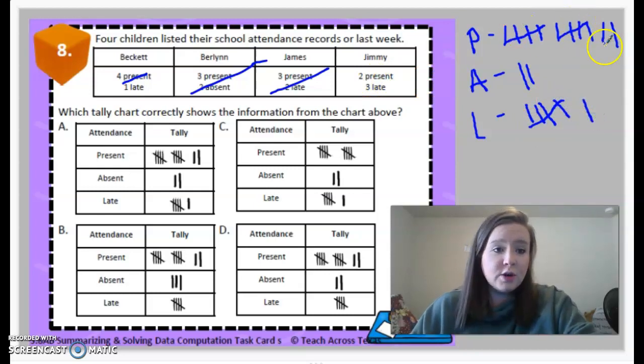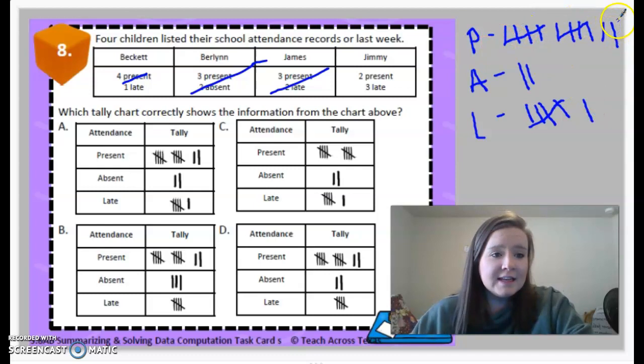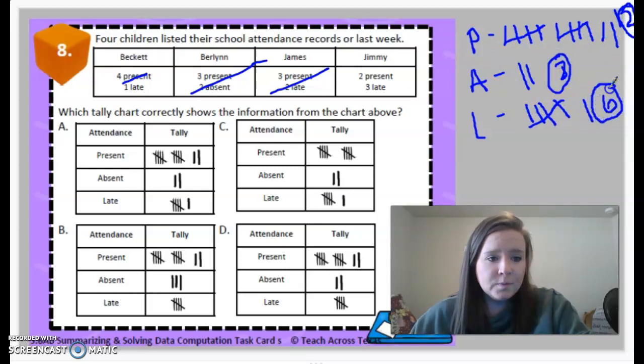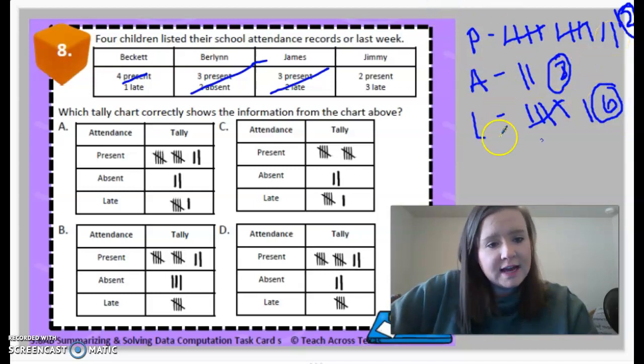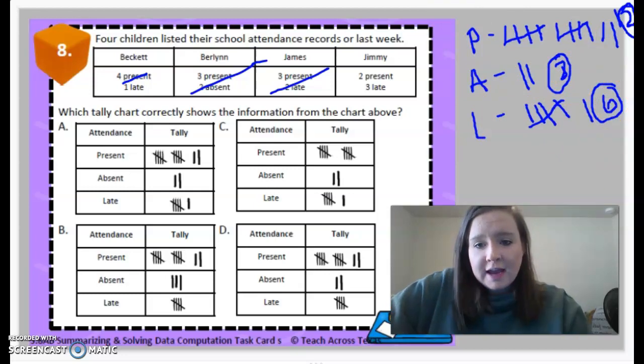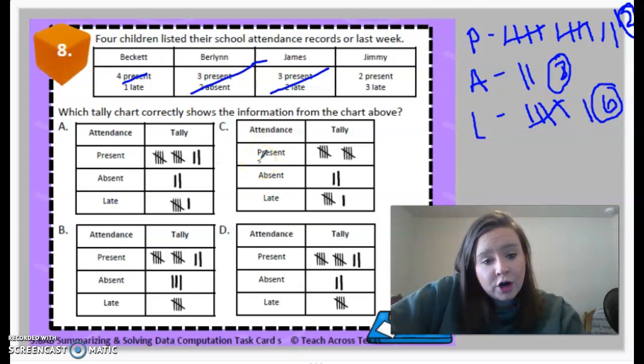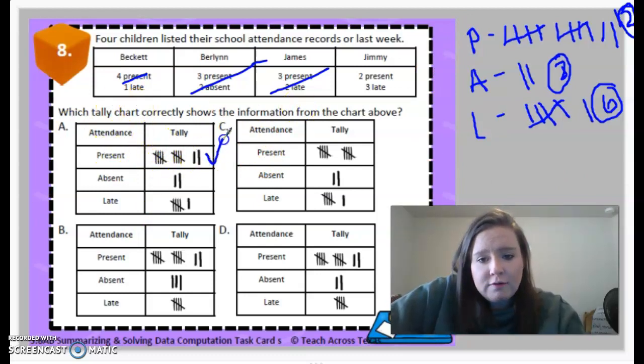Okay, so present has 10, 11, 12. This is 2, 5, and 6. This is 6. Okay. Present has 12 tallies. Absent has 2 tallies, and late has 6 tallies. All right. So now let's match these up to our tally charts. Present, this is 12, 10, 11, 12. Absent is 2, and late is 6.